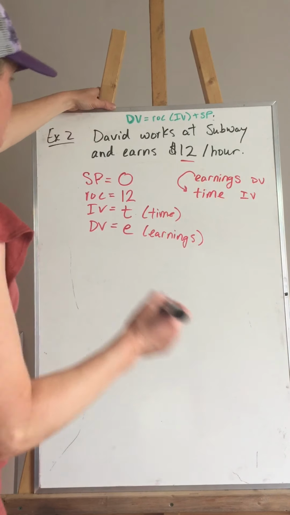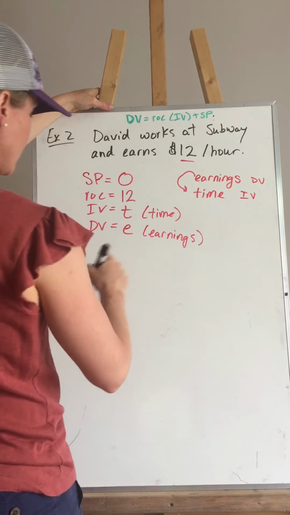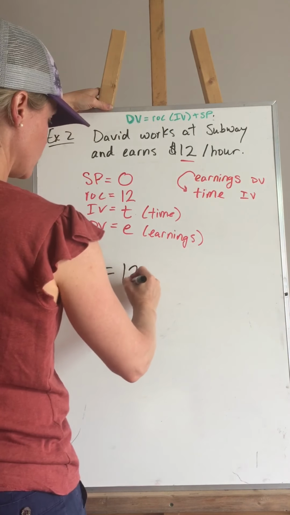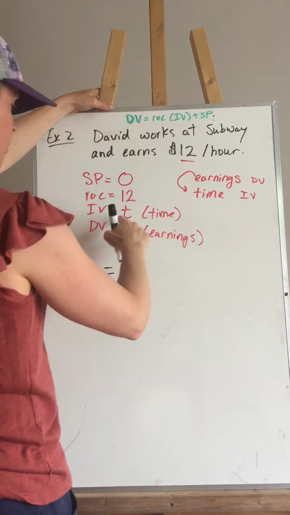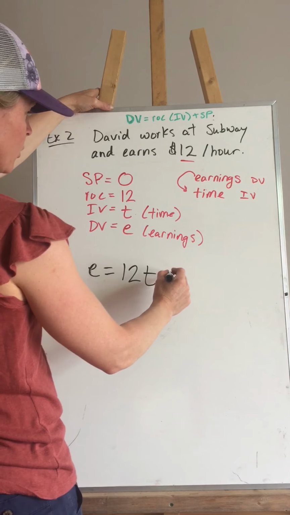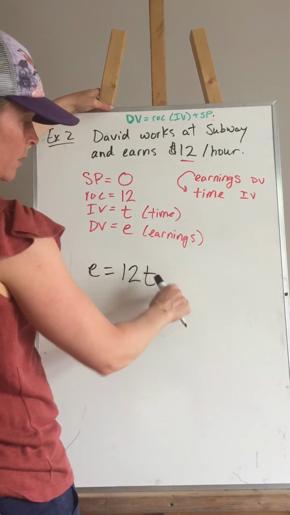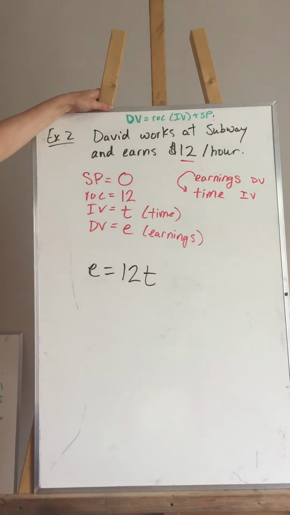So when we put it together, we take our dependent variable, which is E, equal to the rate of change, which is 12, times my independent variable, which is T, so I just smush those together, and plus my starting point, plus 0. I don't have to write anything, right? Because my starting point is 0, plus 0 doesn't do anything. So my equation is just this right here.